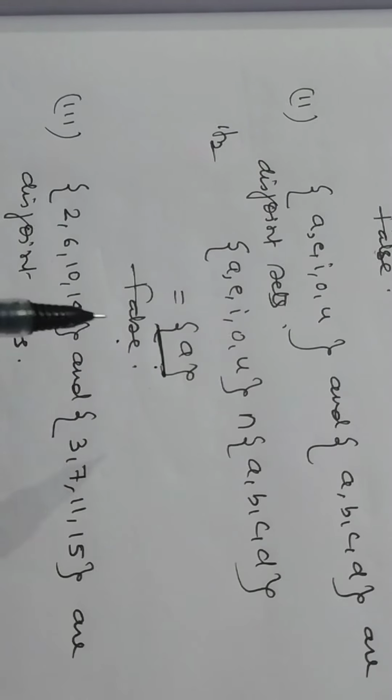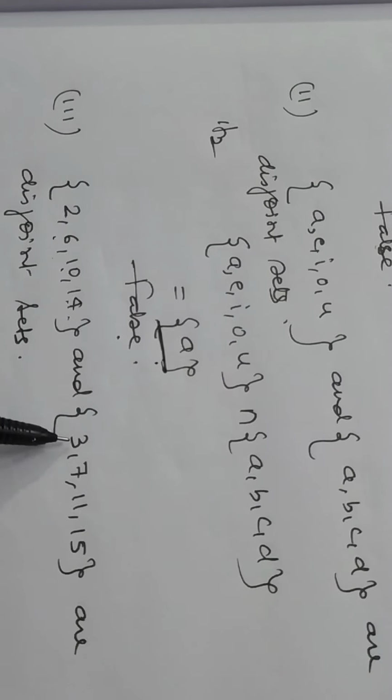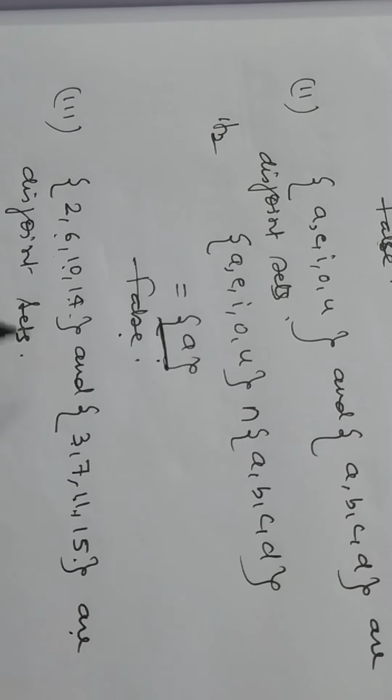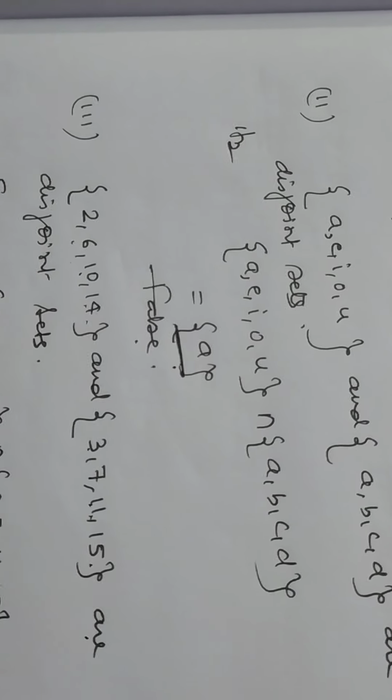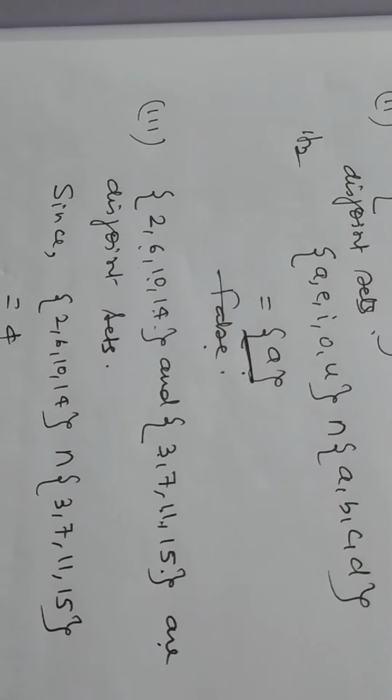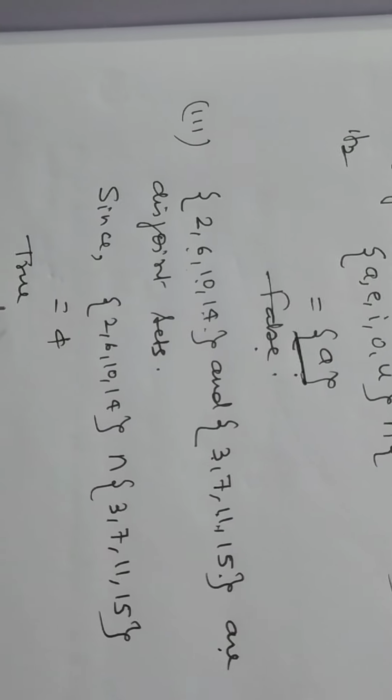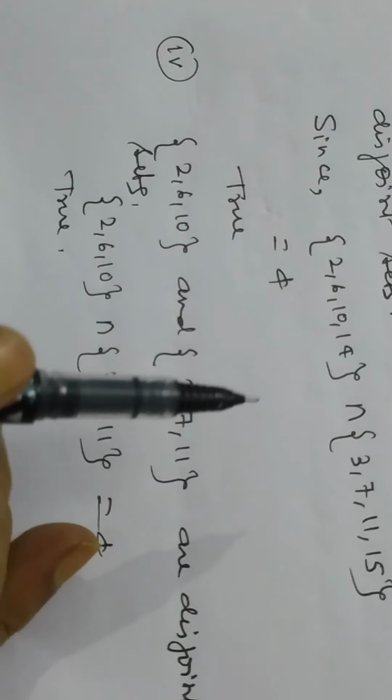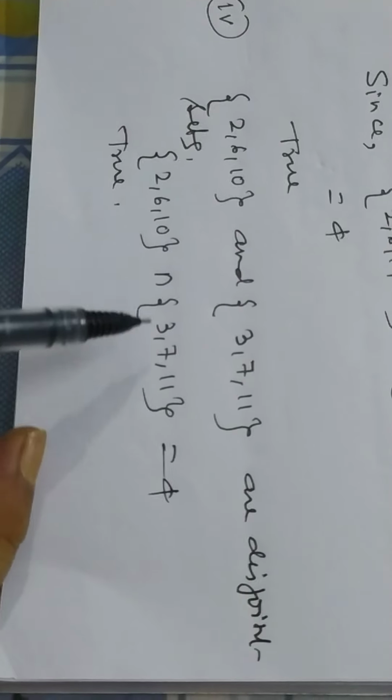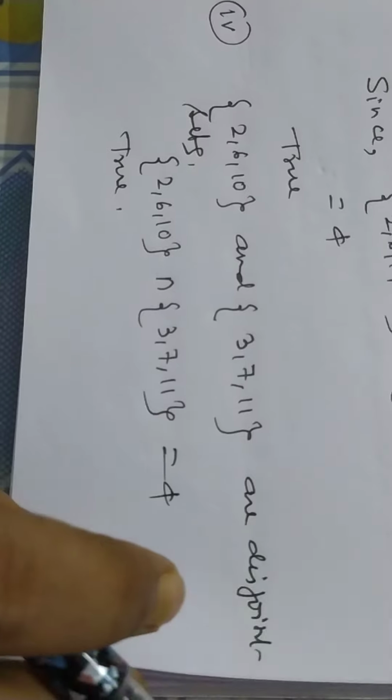So this is false. {2, 6, 10, 14} and {3, 7, 11, 15}. Here the intersection of these two sets is empty. So these two sets are disjoint. {2, 6, 10} and {3, 7, 11}. What is the intersection? Empty. So these two sets are disjoint sets.